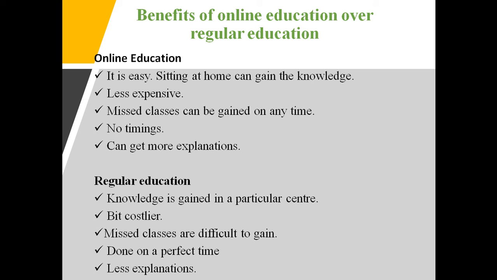And mixed classes are difficult to get in regular education. I cannot combine two different branches or two different semesters at a time, because it will be confusing. But in online education, you can. You can take different students together and convey the messages to different branches of students as a multidisciplinary group, right? And regular education is always conducted within a perfect time. And again, in regular education, explanations are minimal, because everyone easily catches the data. Students can easily concentrate on the data, right?